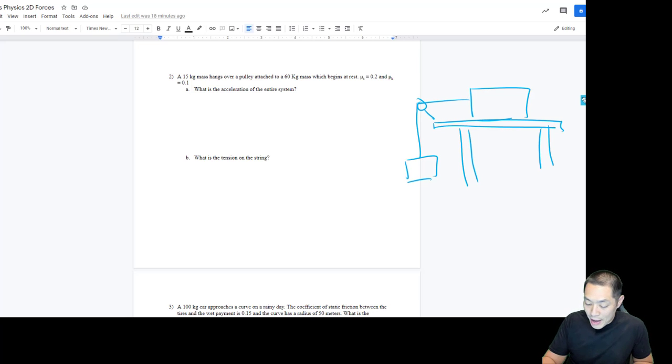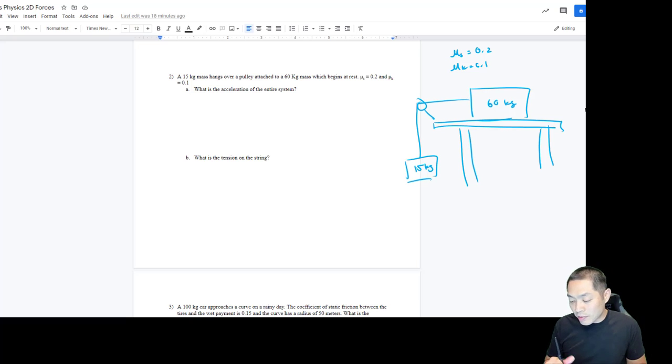All right, so here we have a mass of 15 kilograms that's hanging over, that's attached to 60 kilograms. And right now velocity is 0 because it's at rest. You have mu s, which is 0.2, and you have mu k, which is 0.1. So we want to know, what's the acceleration? When you do a problem like this, the first thing you always ask yourself is, is it moving? Okay, so in order to find out, we're going to label all the different forces acting on it.